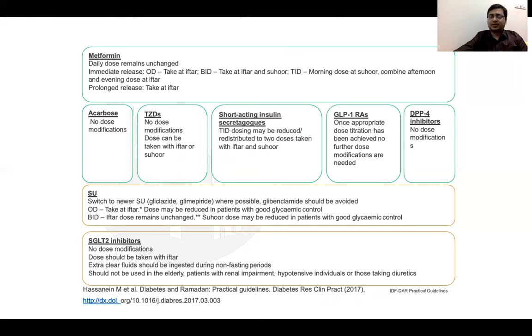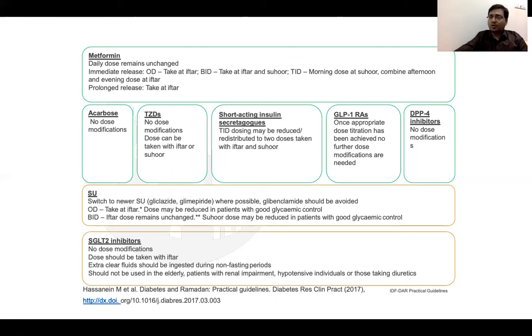Short-acting insulin secretagogue, that is thrice daily dosing, may be reduced or redistributed to two doses taken with iftar and suhoor. GLP-1 agonist: once appropriate dose titration has been achieved, no further dose modification is needed. DPP-4 inhibitors: no dose modification is needed. Regarding sulfonylurea, switch to newer sulfonylureas like gliclazide and glimepiride where possible. Glibenclamide should be avoided. Once daily, if advised, take at iftar. The dose may be reduced in patients with good glycemic control. For the BID dose, the iftar dose remains unchanged, and the suhoor dose may be reduced in patients with good glycemic control.